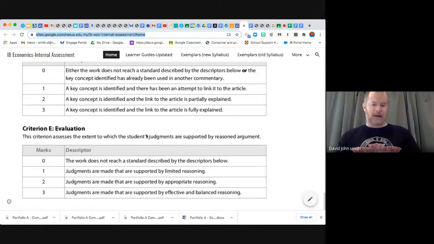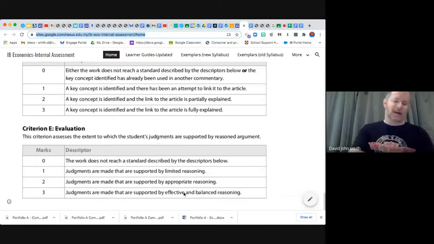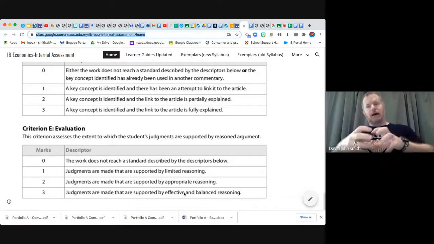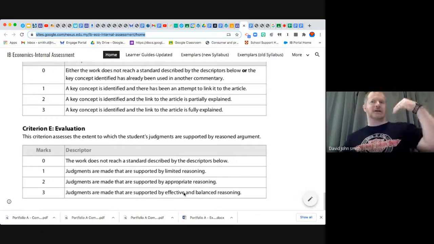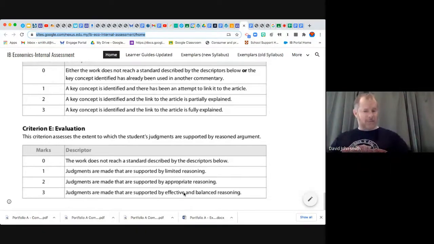Evaluation. It's your judgments, and whether they are supported by reasoned argument. So if we go on down here again, 1, 2, and 3. Judgments are made, so you've got to make some decision as to whether this is a good thing or not, and it is supported by effective and balanced reasoning. So you've got to use your economic knowledge, you've got to use the article, you've got to have some balance, so you've got to say this is happening, but however this might happen, therefore, yeah.